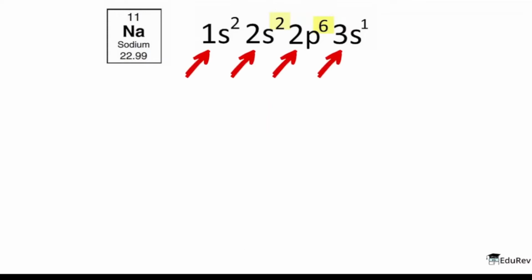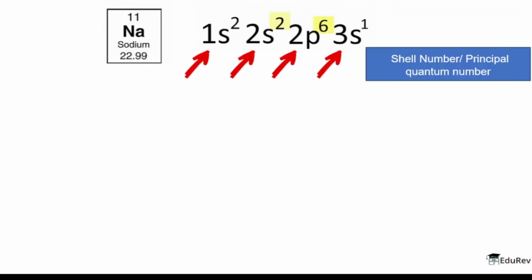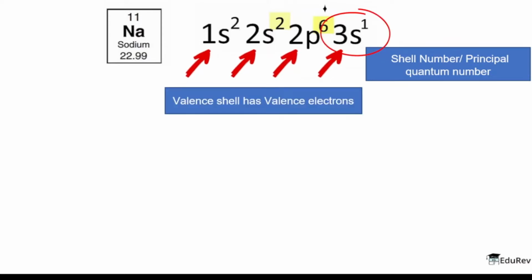Now the numbers which you see here represent the shell number, the principal quantum number, or basically it tells us about the orbit in which the electron is going to be present. The S and the P which you see here represent the subshell in which the electron is going to be present. Now the highest principal quantum number that you see here is equal to 3, and this represents the valence shell. So the valence shell is the 3s shell which contains one electron. That is why it is having one valence electron.